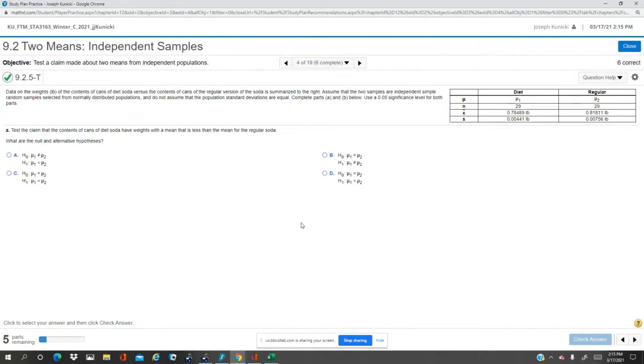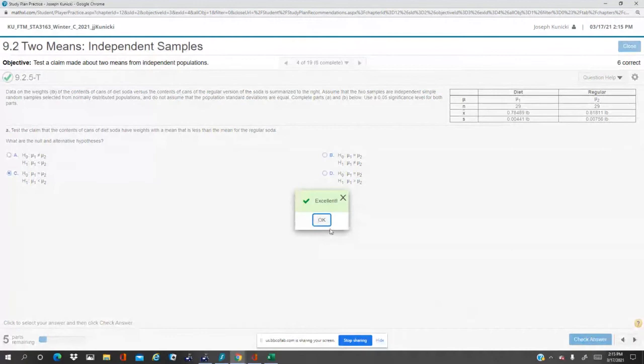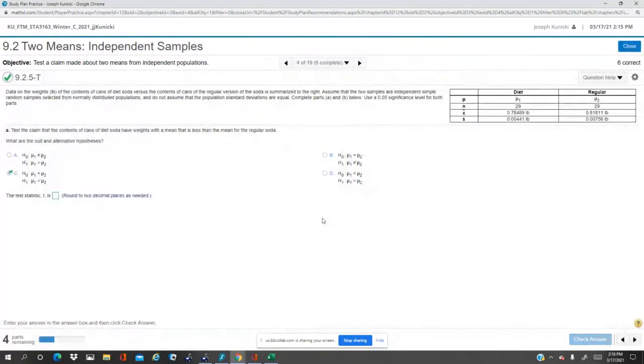Okay, part A. Test the claim that the contents of cans of diet soda, which is sample 1, have weights with a mean that is less than the mean of regular soda, sample 2. So that would be mu1 is less than mu2, which is letter C. That's the alternative. Remember that the null hypothesis is always equals, always comes up that way.